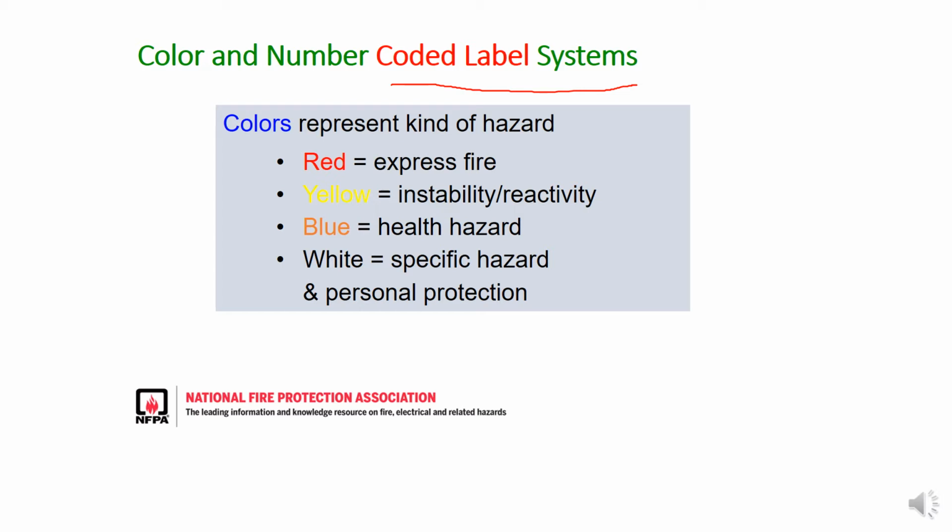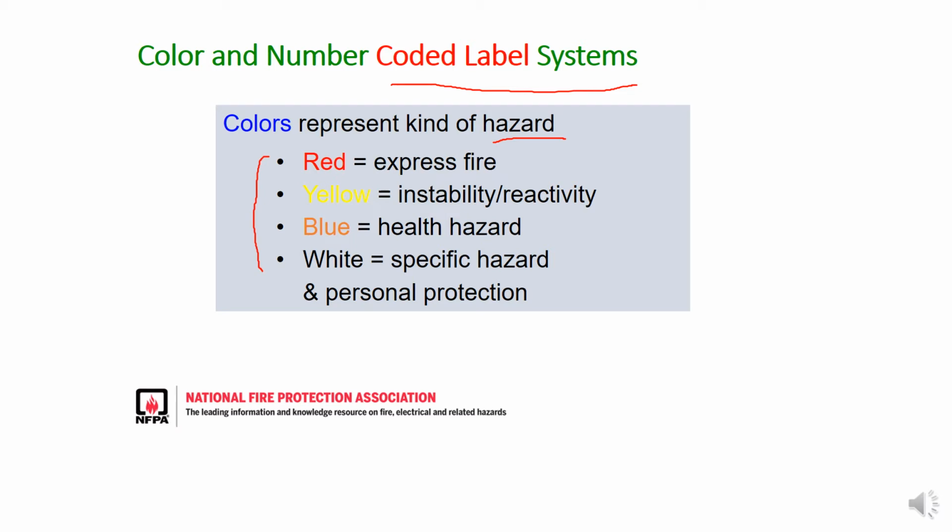For example, there are four colors: red, yellow, blue, white. These colors represent kinds of hazards. It is very important to have information about this color coding system. For example, if the color code is red, it means fire, so explosions can be caused by these chemicals. If there is a yellow color, this is instability or reactivity. These chemicals are unstable, so they are more sensitive.